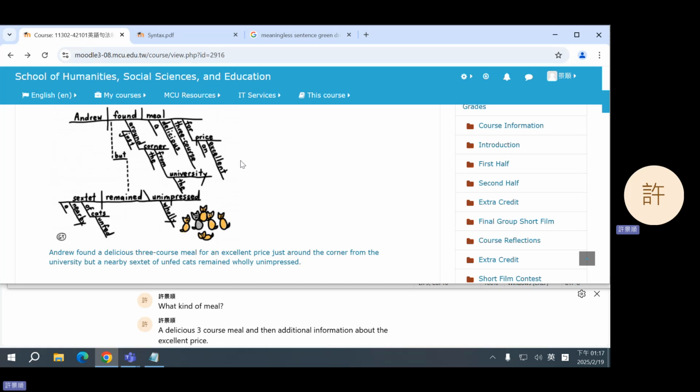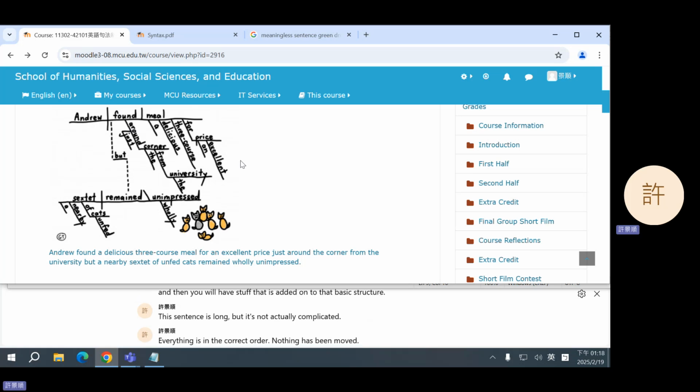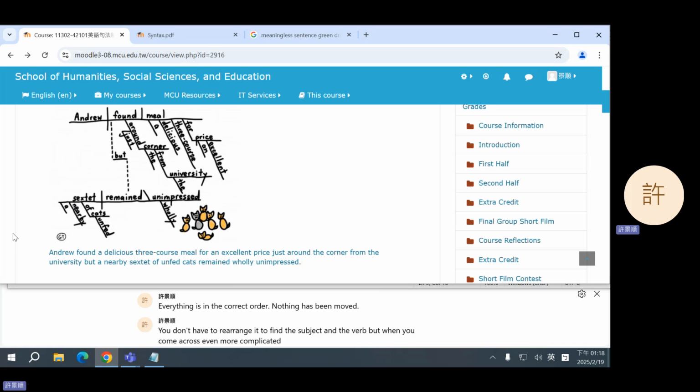So you can see that in every English sentence, there will be a basic structure, and then you will have stuff that is added onto that basic structure. This sentence is long, but it's not actually complicated. Everything is in the correct order. Nothing has been moved. You don't have to rearrange it to find the subject and the verb. But when you come across even more complicated sentences, try to find what is the verb, what is the subject, and that will help you to rearrange things so that they make more sense.